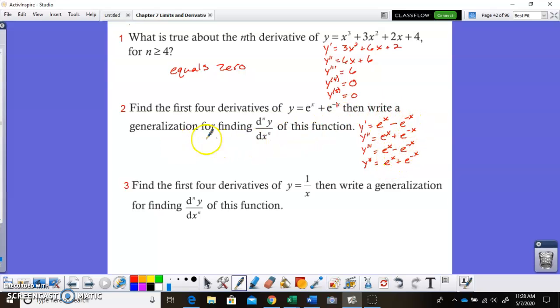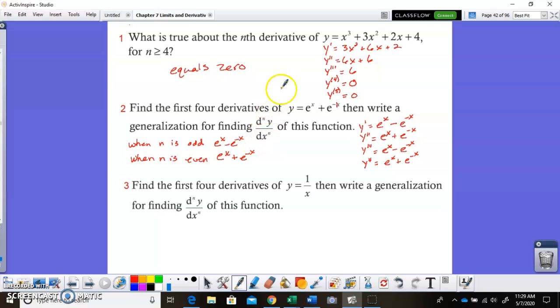So what I can say about this generalization is that when n is odd, the derivative equals e to the x minus e to the negative x. When n is even, it will equal e to the x plus e to the negative x. So the derivative will equal that, and the derivative will equal that. So if I just asked you simply, okay, what's the 27th derivative? You could tell me, oh, well, 27 is odd, so the 27th derivative is this one up here with subtraction. Okay, so that's what makes it a nice general statement there.